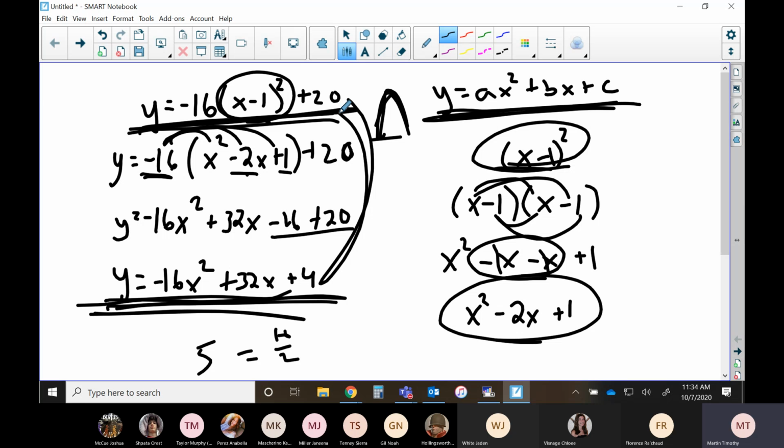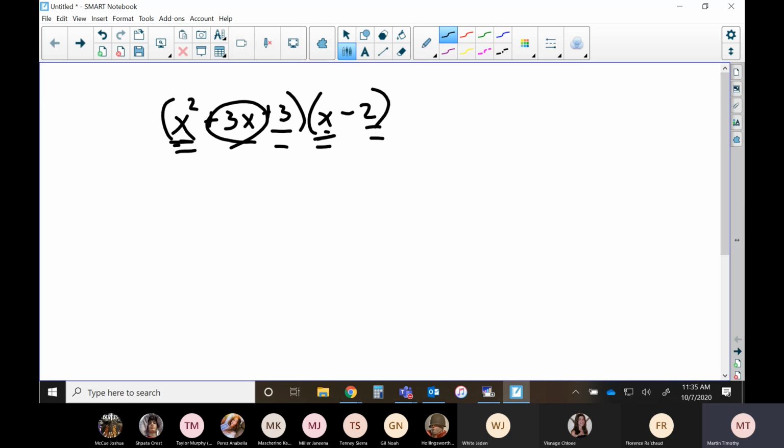Yes, I will tell you why I don't like FOIL. Did everybody understand this so far? Questions before I move on? Here's why I don't like foiling. I understand why they teach it. You don't have to write this. Foiling only works with a 2x2. You can't FOIL this. You would do this times this, first times first, outside times outside, inside times inside, and last times last. Notice that 3x never got used.